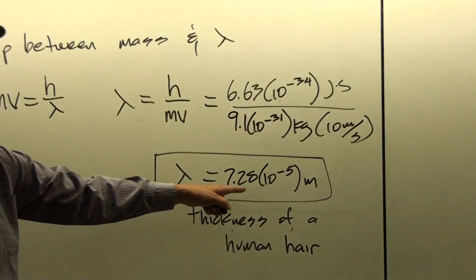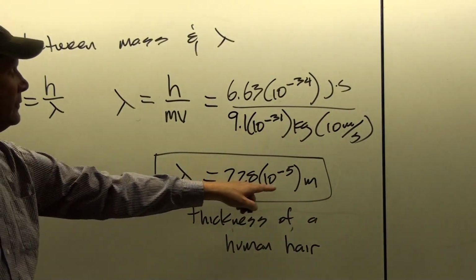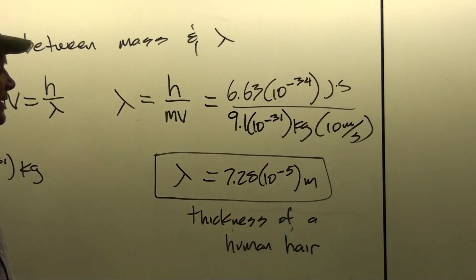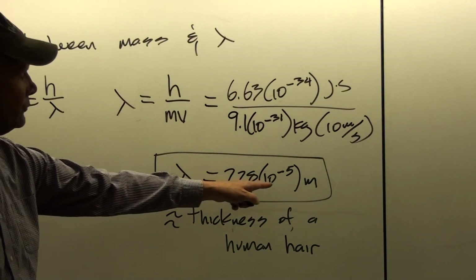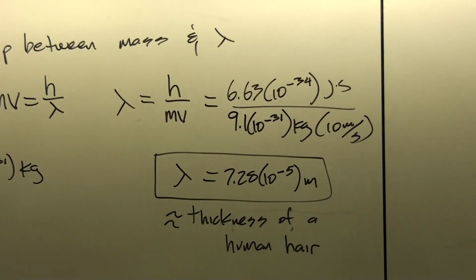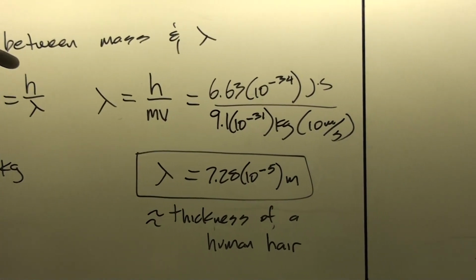A micrometer would be really thin hair. It could be 10 times thicker than that, 10 to the minus 5. But this is roughly the thickness of a human hair, and so this means it's quite measurable. As a matter of fact, that's 10,000 times bigger than an atom.